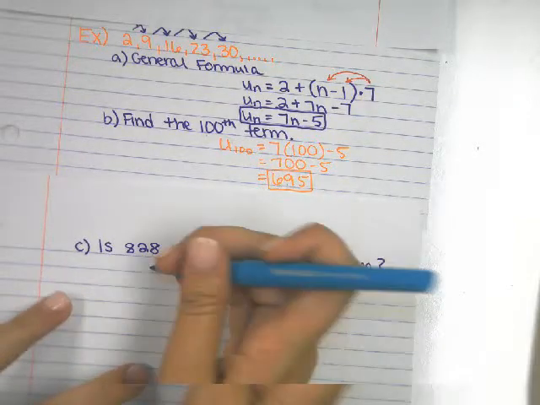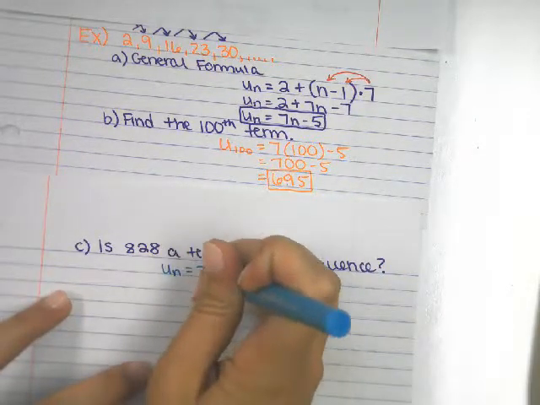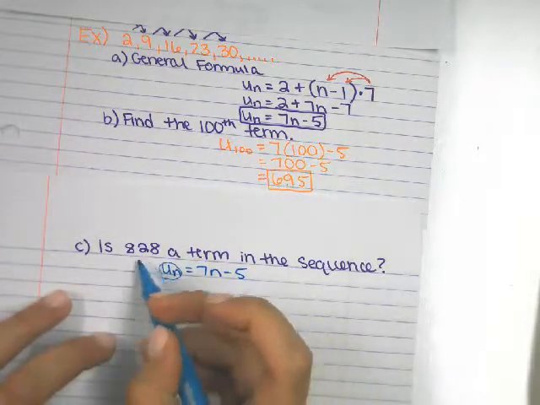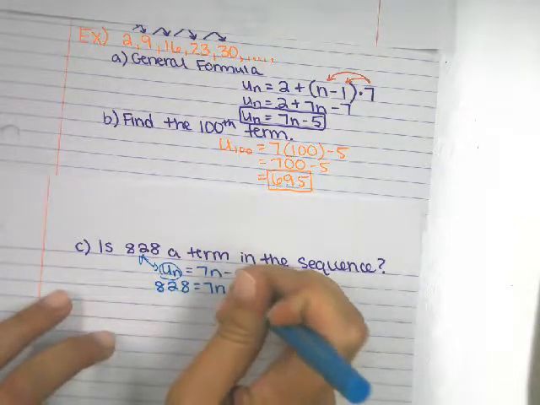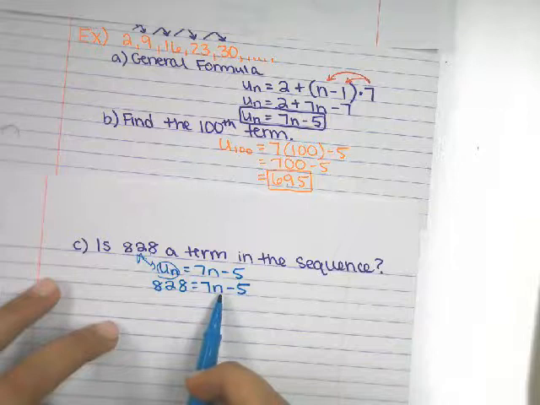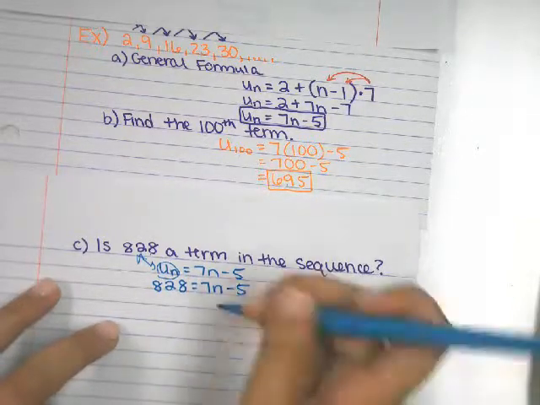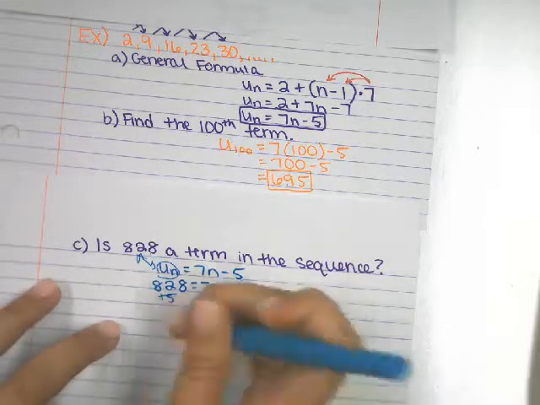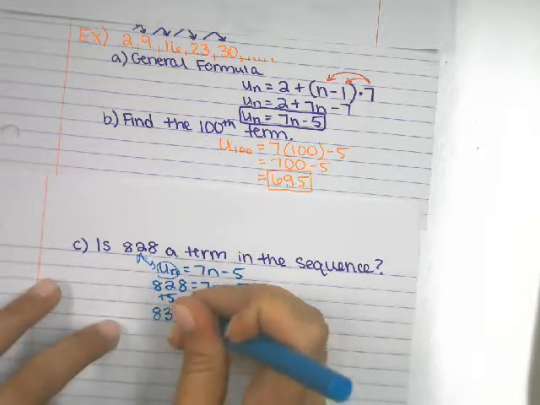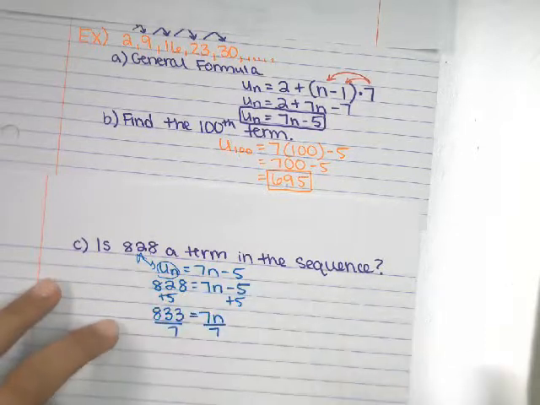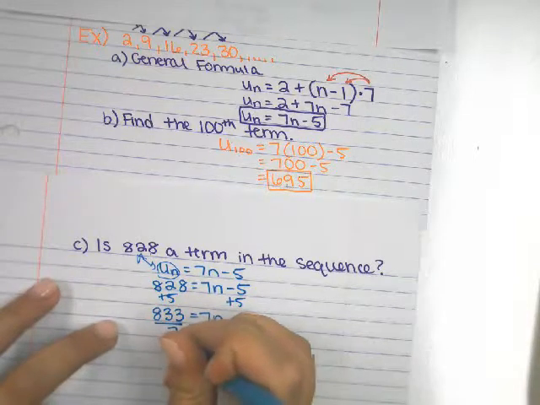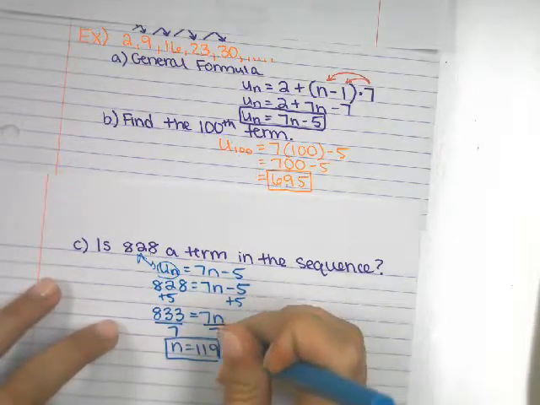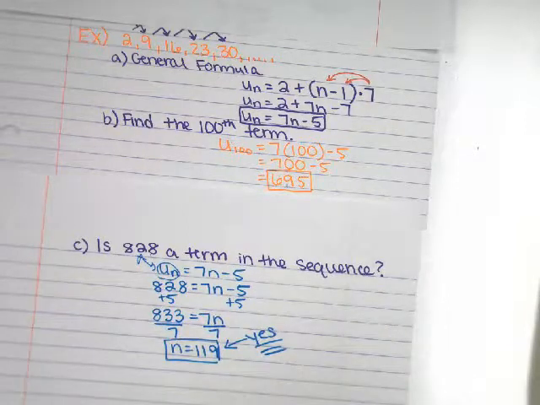The algebra way is we take our general form. We want the output to be 828. We want to figure out what term in the sequence would give us 828. So we solve this little linear equation. 833 divided by 7 is 119. Okay, so 828 is the 119th term.